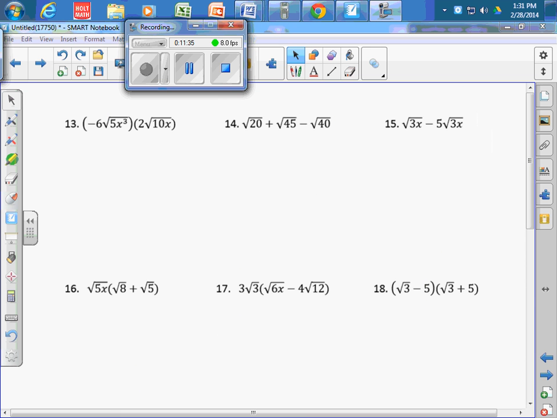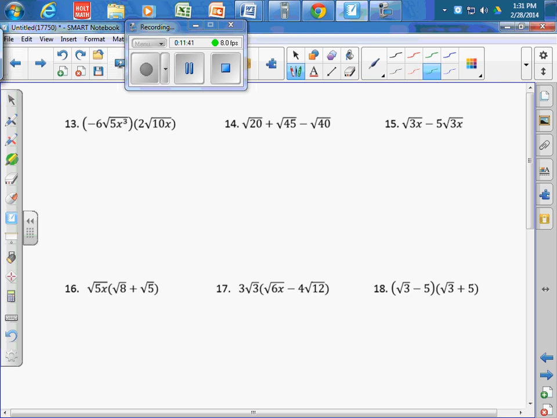Page 2. In number 13, again, you're multiplying here. Make sure you multiply the numbers outside and that you multiply the numbers inside. Outside, we have negative 6 times 2. That's negative 12. Inside, we have 5x to the third times 10x. So inside the radical, 5 times 10 is 50. X to the third times x, you add their exponents, x to the fourth.